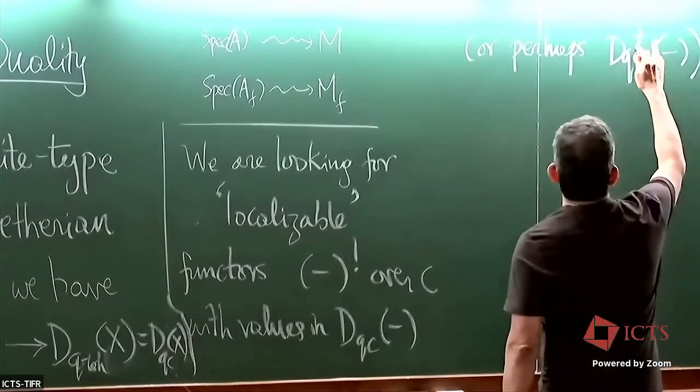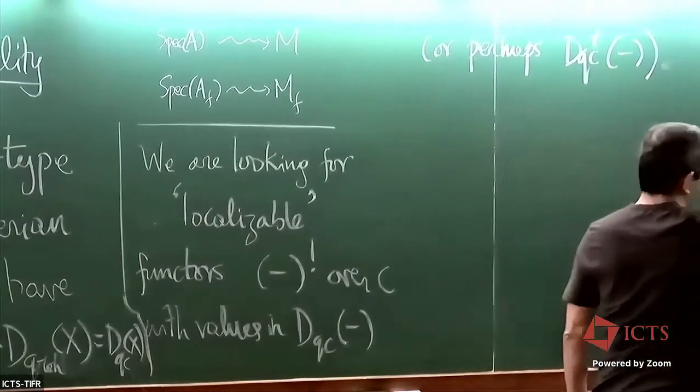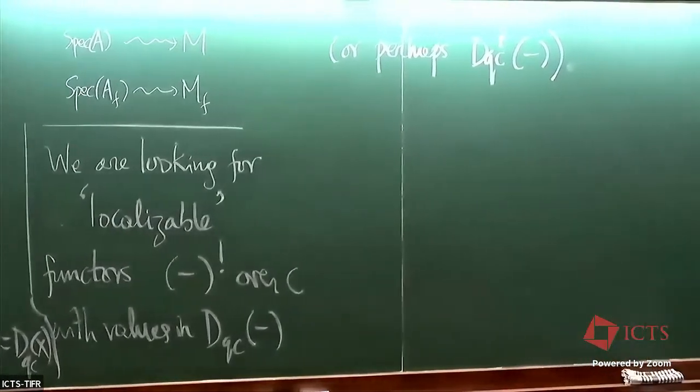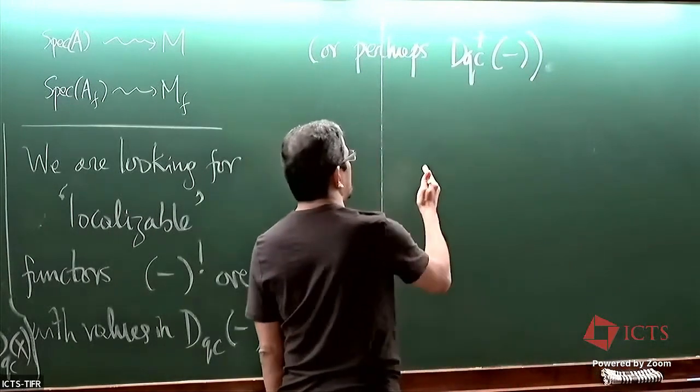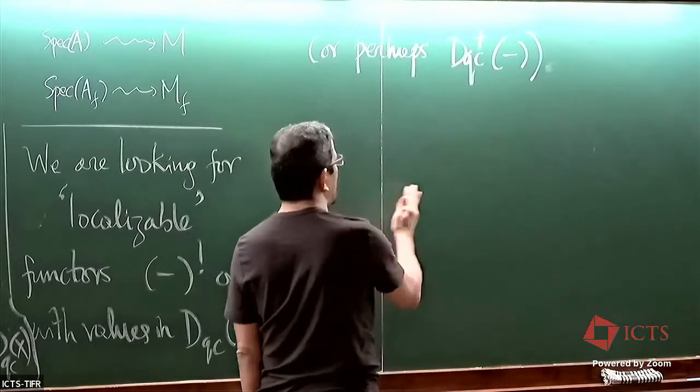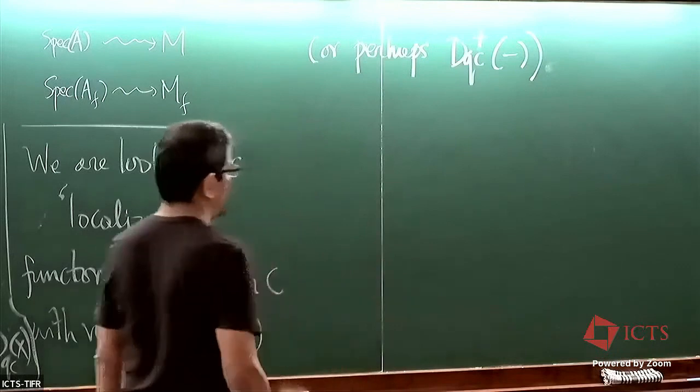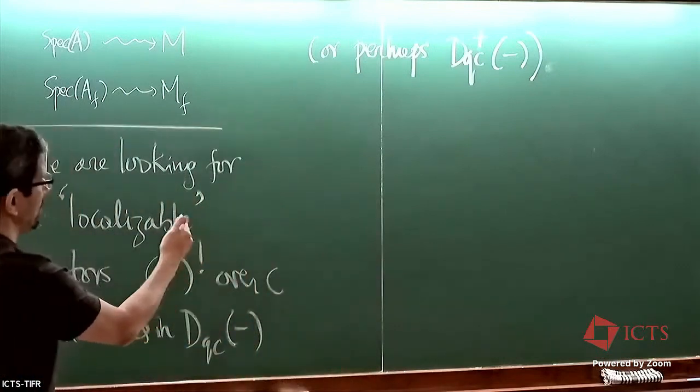So DQC plus means complexes which go in the rightward direction under homology indices. So the maps are going this way, which means that the homologies all vanish in negative degrees. Negative degrees here, negative is counted on the left side.